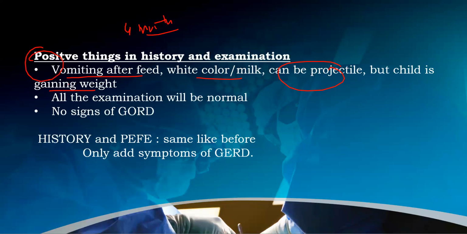So that's the only history that you are going to get. All other physical examination will be normal. Very important is the growth chart. In the growth chart, you will see that the child is growing well. And you will not get any sign of reflux disease. So same as before, in history and physical examination, only add the symptoms of reflux disease.